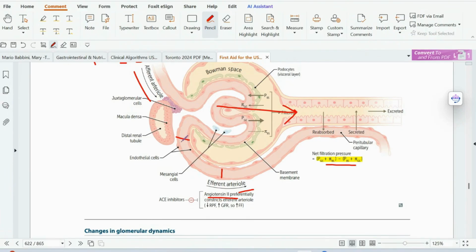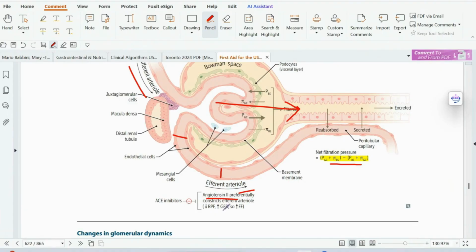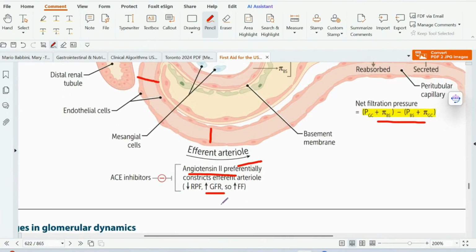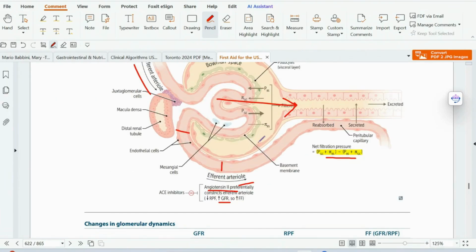If something is blocked downstream, then everything upstream will go into a different space. Isn't that correct? So what is happening? GFR is increasing, because everything is being forced to go over here instead of over here. If it's constricted, GFR will increase. Exactly what the RAS system wants. You understand?